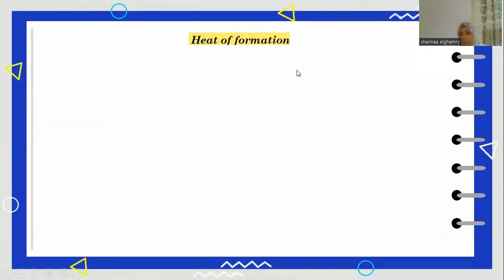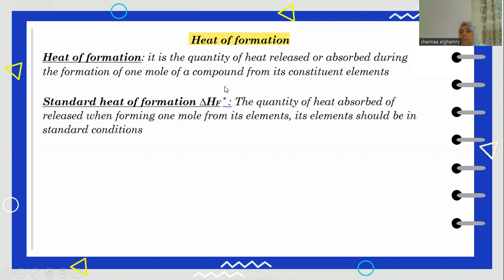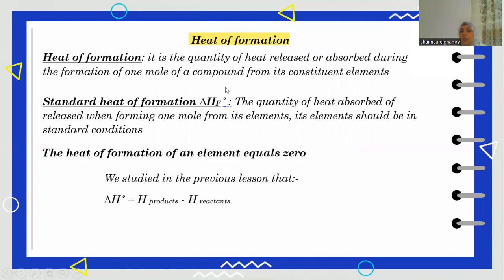Heat of formation. The quantity of heat released or absorbed during formation of what? Of 1 mole of a compound from its constituent elements. The constituent elements, the origin elements. Water, for example, is formed from what? Hydrogen and oxygen. So hydrogen and oxygen are the constituent elements.